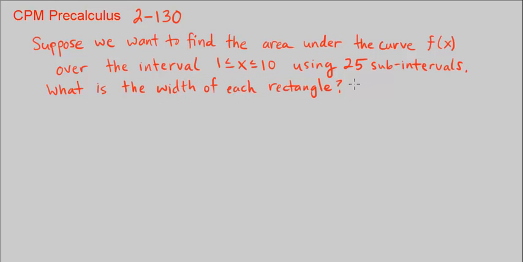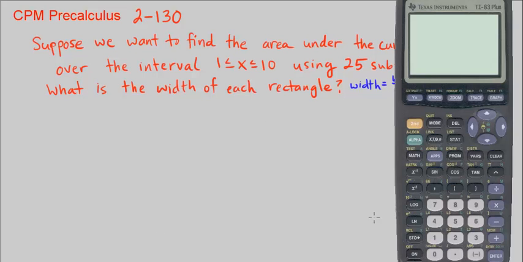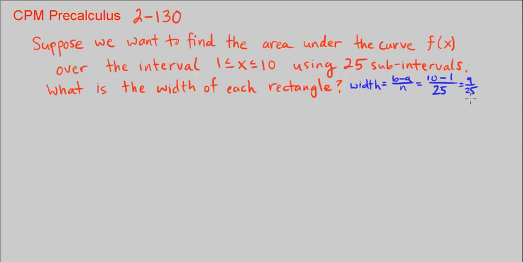The first part is just asking, what is the width? Well, the width of every rectangle region is going to be b minus a over n. B we know is 10, minus a we know is 1, n we know is 25. That's 9 over 25, or equivalently 0.36, which we did earlier. 9 over 25 here is 0.36. That's what we did in number 129 if you finished that one. So that's the width of each subregion.